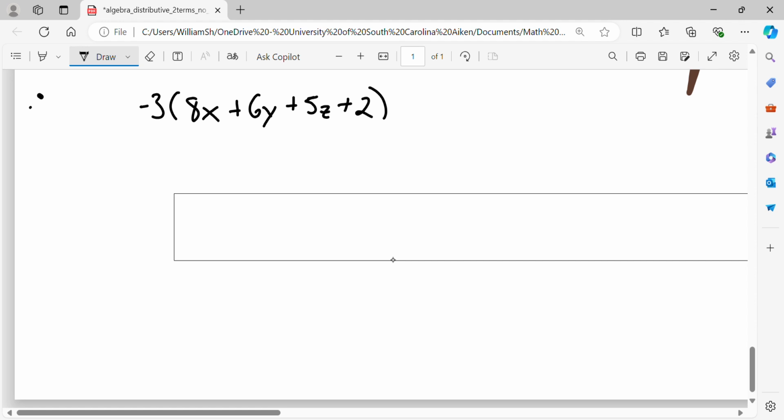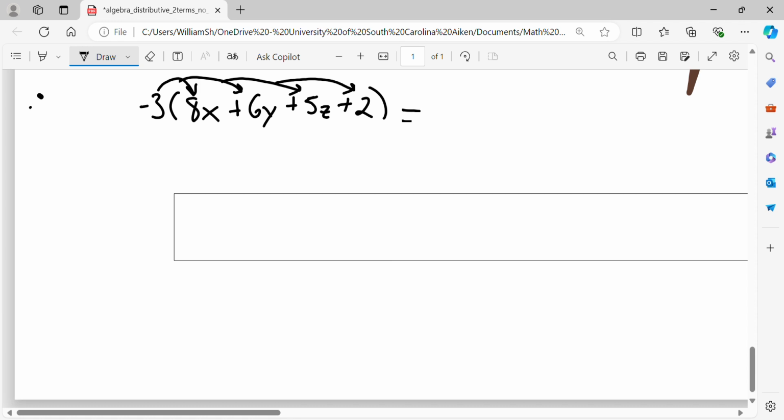Now, with something like this, this distribution still works the same way. Instead of having 2 terms, we have 5 terms to distribute to. We can do that. That's no problem. We just have to distribute 4 times instead of 2. We can use the distributive property for as many terms as we have in that parentheses. It's not at all a problem.